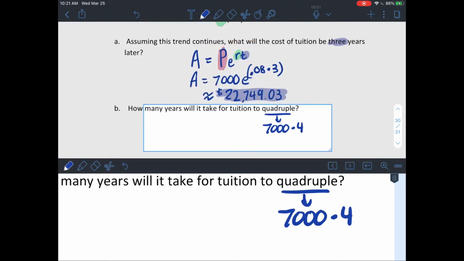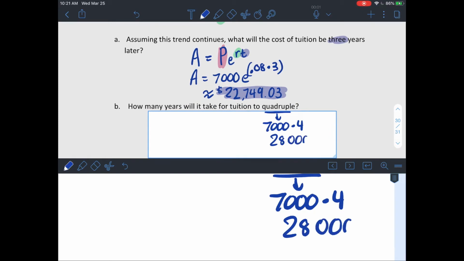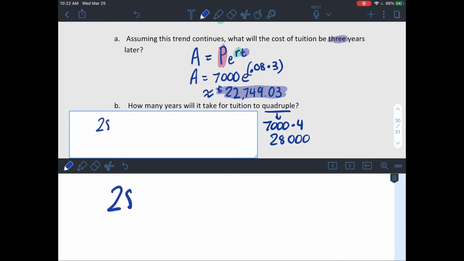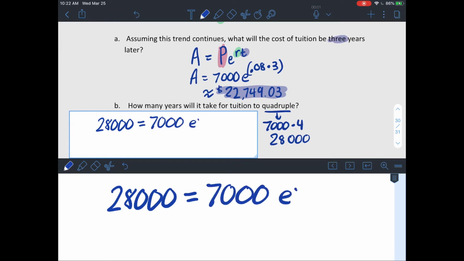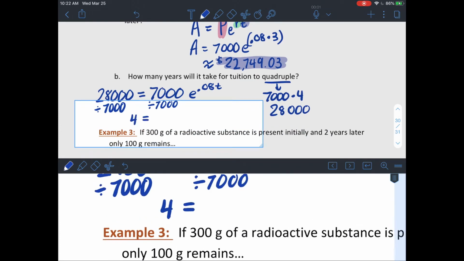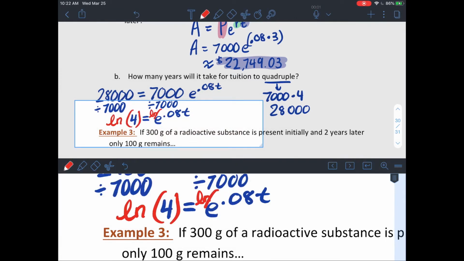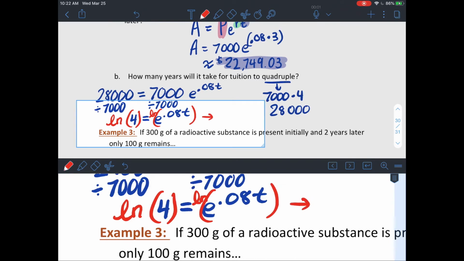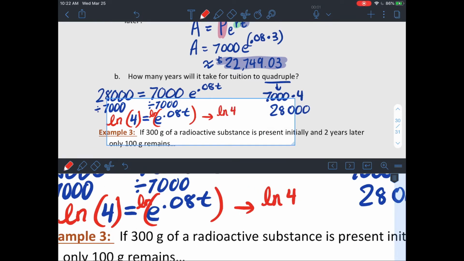Now we're looking for how many years it will take for our tuition to quadruple. So quadrupling my start amount of $7,000 means I'm looking when my tuition will end up as $28,000. Same rate of growth. This time I'm solving for t. So kind of like before, these all kind of go the same way. Get your exponential function by itself, and then take the natural log of both sides of your equation, which will give you natural log of 4 is equal to 0.08t.